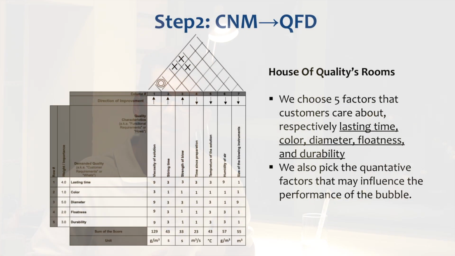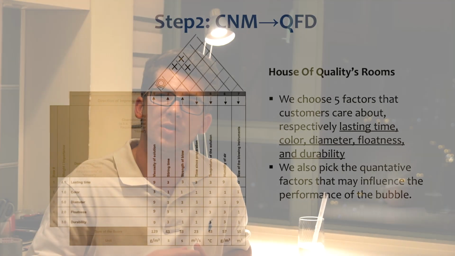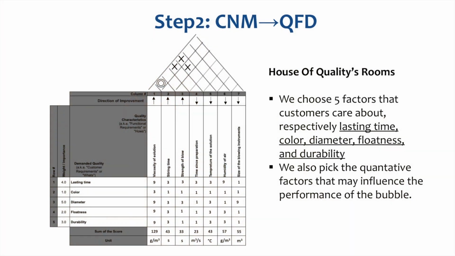Now that we've defined our objective, it's time to move on to the measurement phase. Now we're going to start with our customer needs mapping. So we brainstormed 5 customer needs, specifically the lasting time of the bubble, the color, the diameter of the bubble, the floatness, and the durability. After that, we moved on and we distinguished our quality characteristics, and we identified the most important quality characteristic as the viscosity of the solution that we'll be using to make the bubbles.